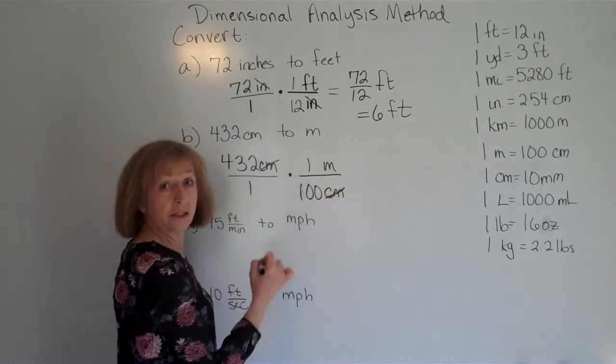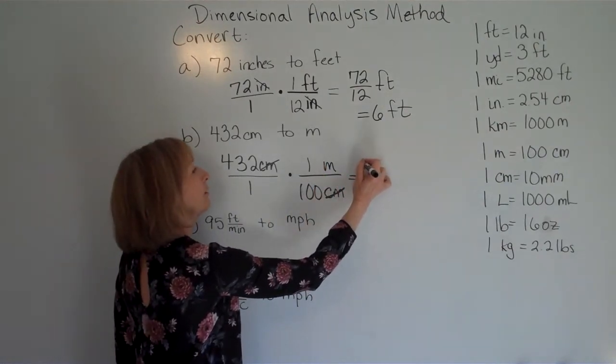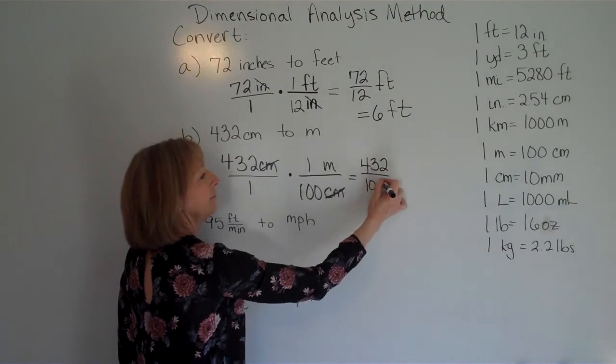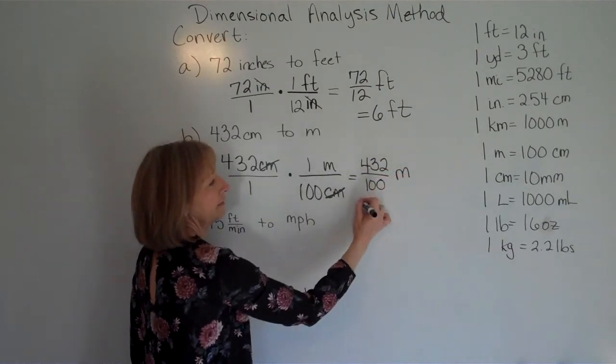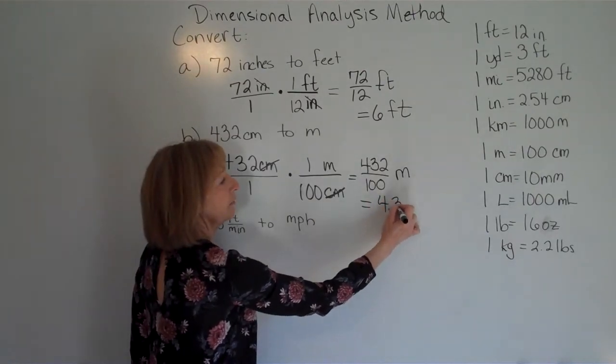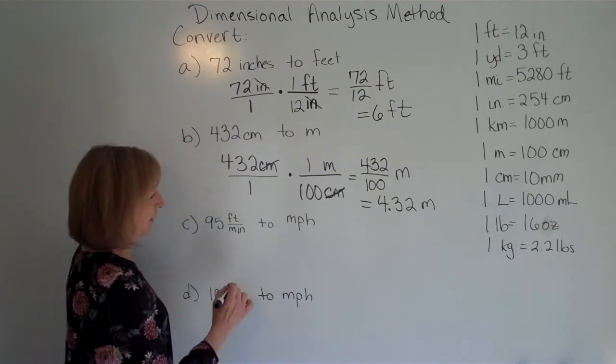Remove the common unit and then multiply across the top, multiply across the bottom, have your unit. So when you divide this out, that'll give you 4.32 meters.